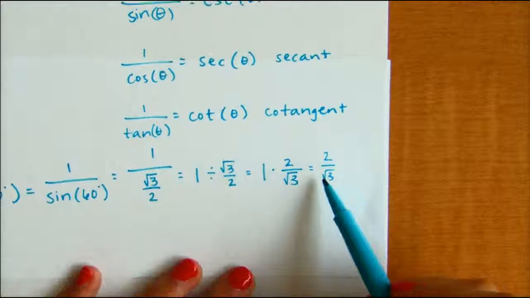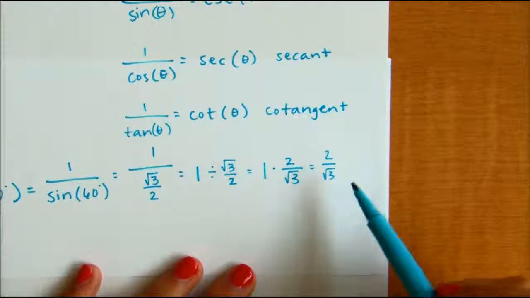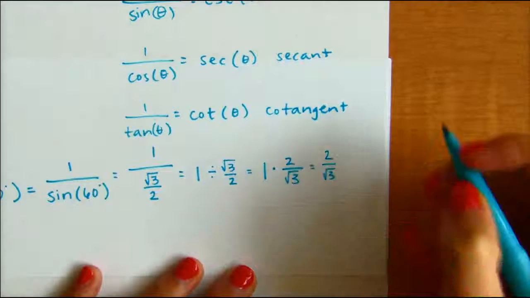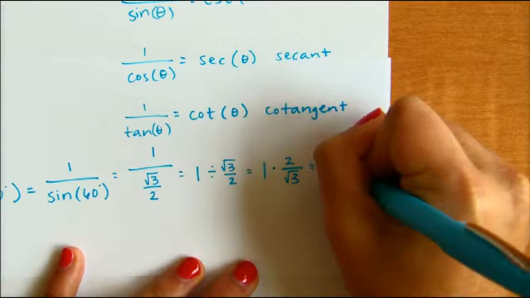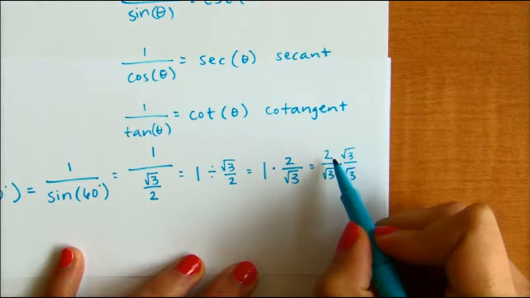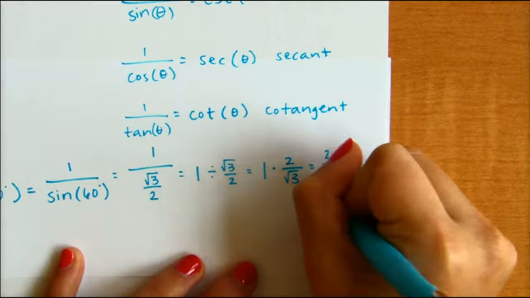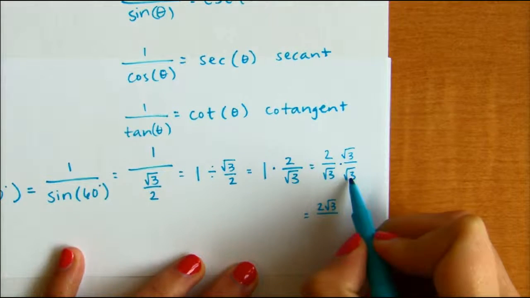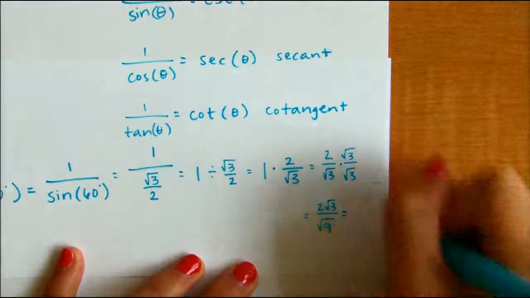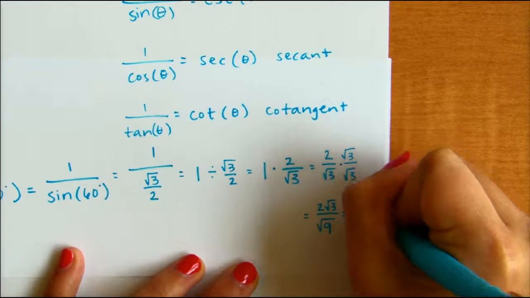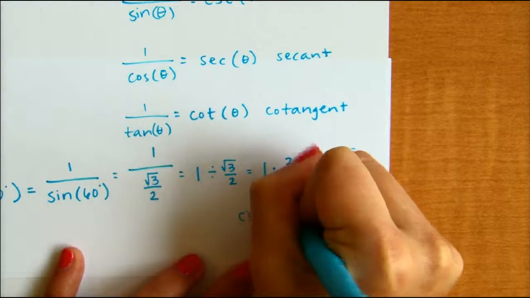From here, I cannot have a square root in my denominator, so to get rid of it, I'm going to just multiply by square root of 3 over square root of 3. When I do that, these two numbers, 2 and root 3, cannot combine. I'm left with 2 root 3 over root 3 times root 3, which gives me the square root of 9, which will simplify down to 2 root 3 over 3. And that's what cosecant of 60 degrees is equivalent to.